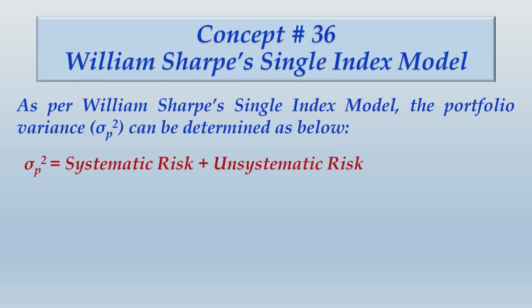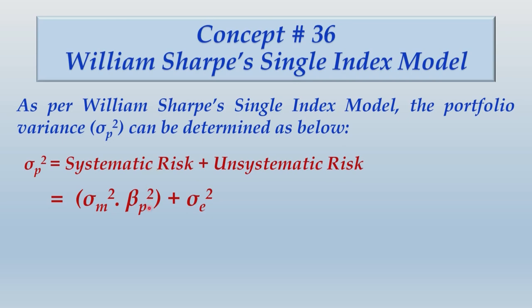So sigma p square, representing portfolio variance, will be the aggregate of systematic risk and unsystematic risk. Now here, to compute systematic risk, you consider the variance of the market, and the squared value of portfolio beta should be multiplied by the variance of the market. This part would give you the systematic risk of the portfolio.